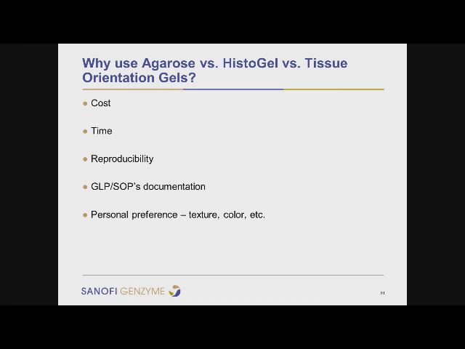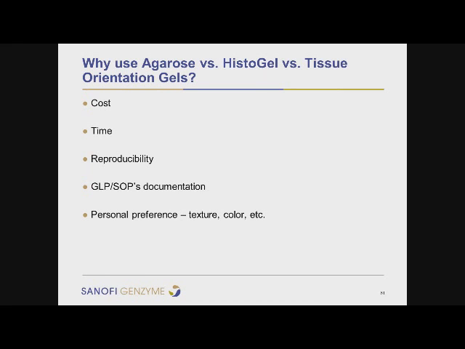It takes a lot less time to work with, and so that, in a sense, saves you money. Reproducibility. It's important that no matter what you do, you're able to do it every single time. So whichever option works best for you. There's also GLPs, SOPs, and documentation. Ugh, my favorite. It was a lot easier for us to use the Histogel or the tissue orientation gels because we didn't have to track solutions and lot numbers and so on all the way back with the agarose preparation, versus an already commercially prepared product.